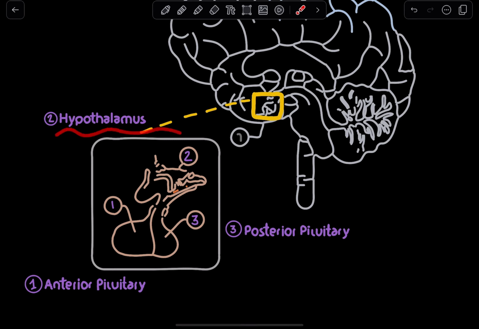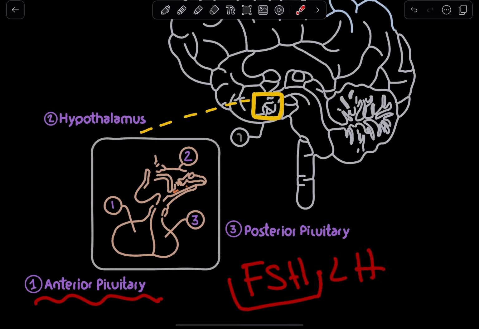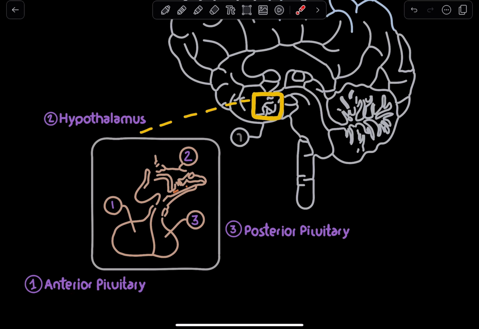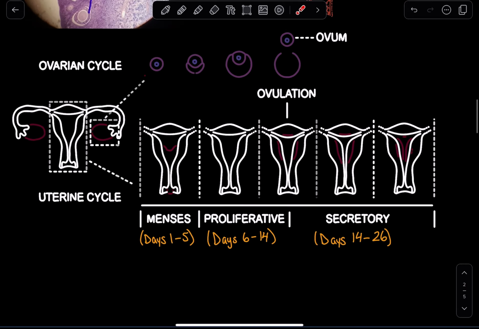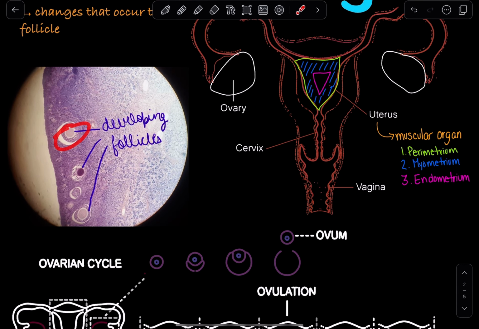So the hypothalamus controls the anterior pituitary and tells it what to release and when. So the hypothalamus, when it releases gonadotropin-releasing hormone, the anterior pituitary will then release FSH and LH. So FSH stands for follicle-stimulating hormone. Follicle-stimulating hormone will tell the follicle essentially to develop, grow, nourish the ovum. So when the anterior pituitary releases that FSH, the follicle will know to grow and develop.